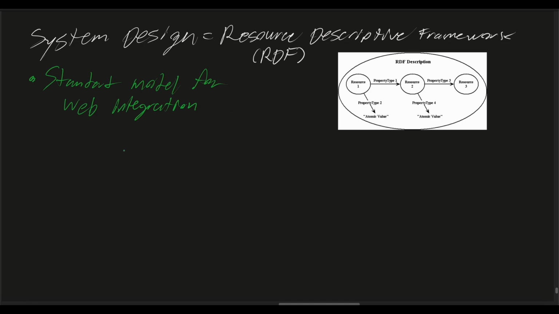But why is this important? Well, RDF is based on making statements about resources in the form of subject, predicate, object expressions. And these are called triples.